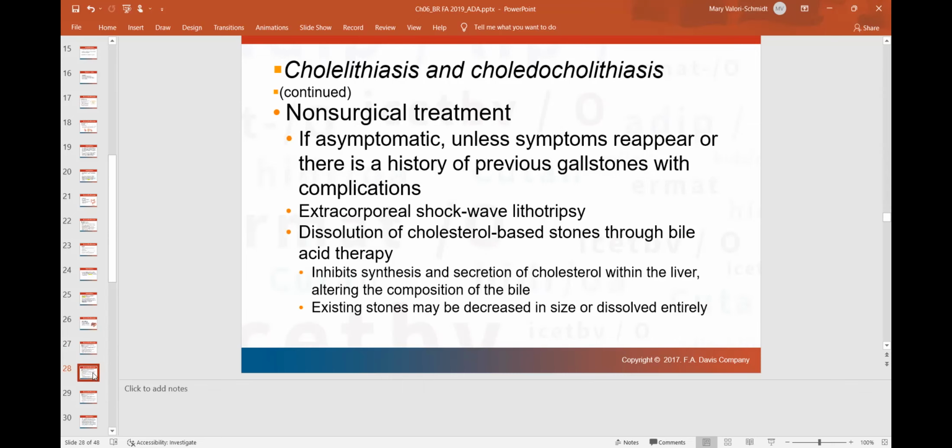Non-surgical treatment: if they're asymptomatic and there's a history of gallstones, unless the symptoms appear with complications, we may not do anything. We may do what's called extracorporeal shock wave lithotripsy. That's a mouthful, where we kind of pulverize the stones to open up that bile duct. And sometimes we can do bile acid therapy, which helps to dissolve stones that are made mostly from cholesterol.